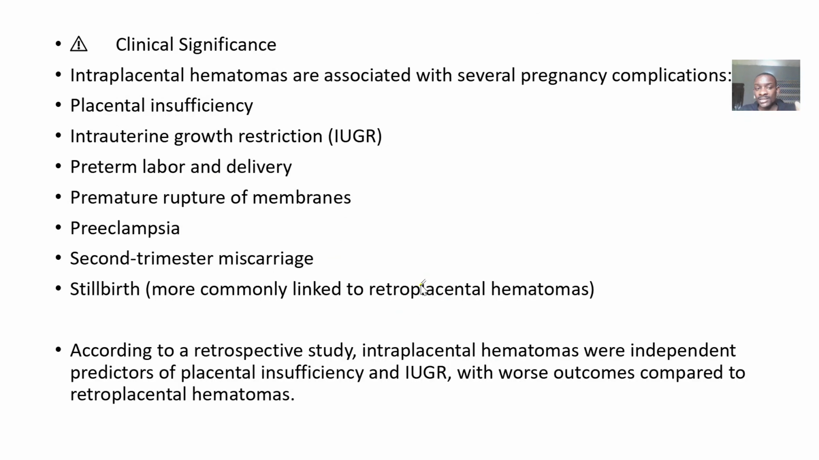So clinical significance: if you see a bleeding in the placenta, you can suspect that some possible complications will come up. Complications like placental insufficiency, intrauterine growth restriction, preterm labor and delivery, premature rupture of membranes, preeclampsia. Second trimester miscarriage can also occur. Stillbirth may also occur, right?